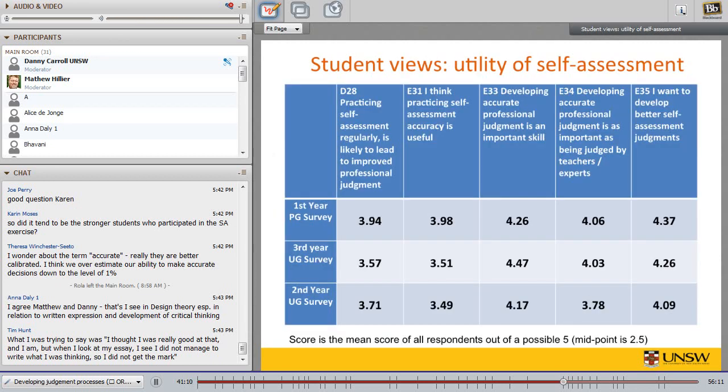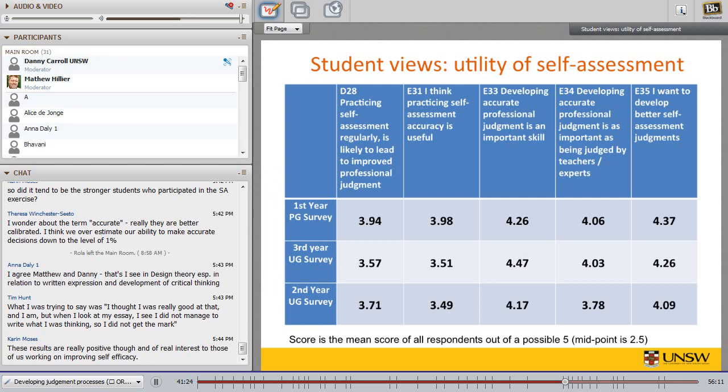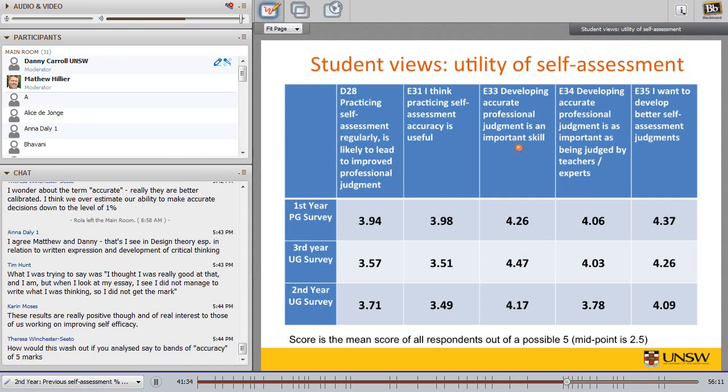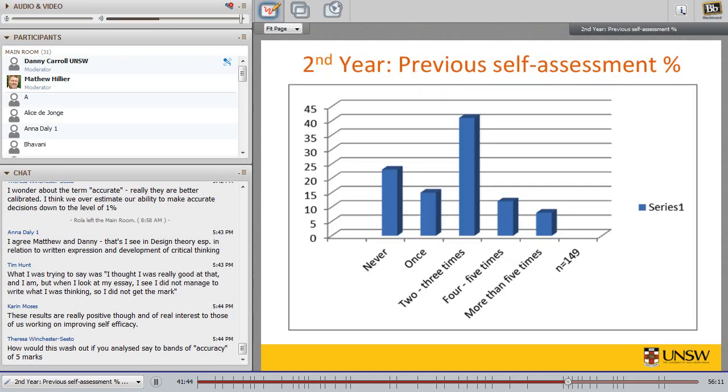Okay, time's going to run away, so I might run through really quickly the student views on the utility of self-assessment. We did qualitative studies, using a 5-point Likert scale. Basically the students thought it was very, very useful. In the last column, "I want to develop better self-assessment," that was a very strong response. They thought that was a no-brainer. And "developing accurate professional judgment is an important skill", again, they thought that was really quite important.